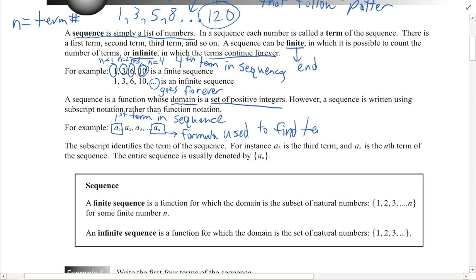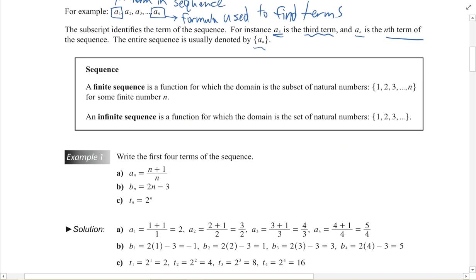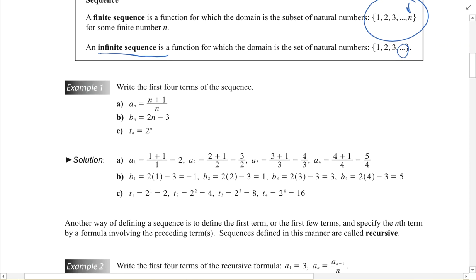Here we have a subscript 3, that's the third term. a subscript n is the nth term of the sequence. The entire sequence is usually denoted by {a_n}. So an example of a finite sequence has a number there, and for infinite you have no number. Let's have a look at a couple of different examples of sequences.